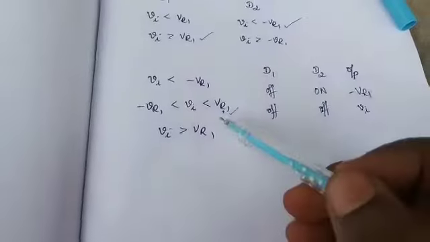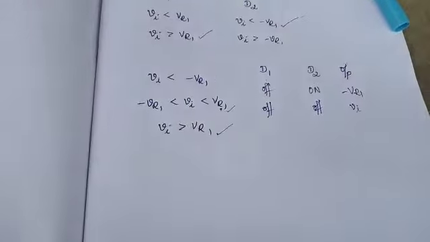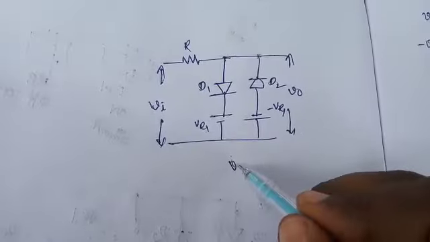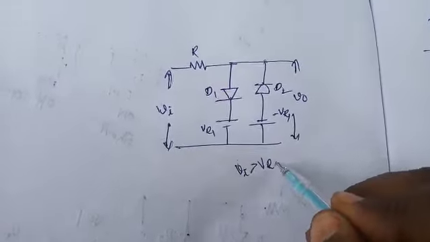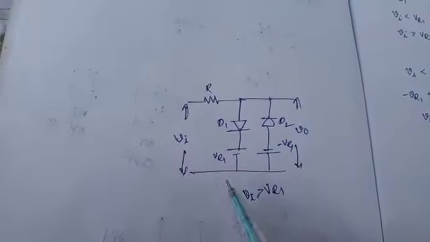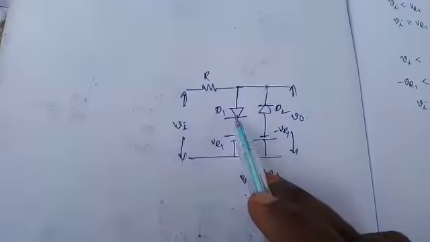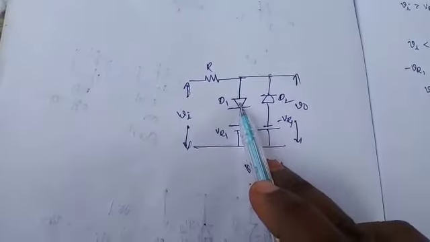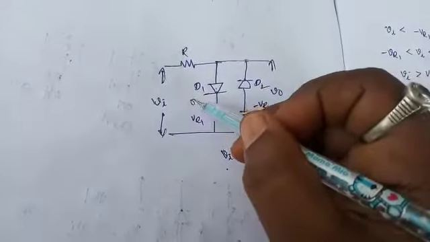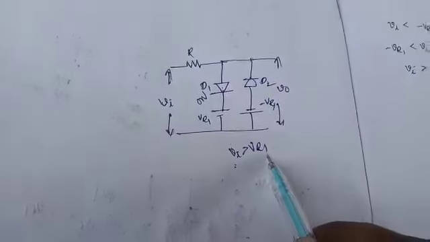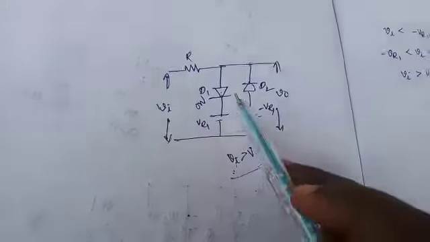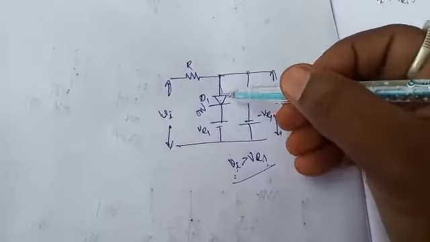Now for the third case, that is Vi greater than VR1. For the third case, Vi is more when compared to VR1. So diode D1 is in on condition, since the Vi value is more when compared to VR1. So diode D1 is on, acting as short circuit.